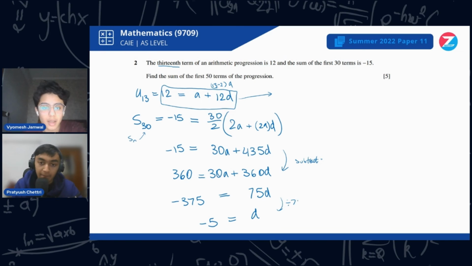And now that we have D, the end goal is basically to find the sum of the first 50 terms, right? So we need to find D and A both. So let's take it into any of the equations, right? So let's say 12 equals to A plus 12D. So 12 equals to A plus, minus 60. Oh yeah, it'll be minus 60. And so A would be equal to 72.